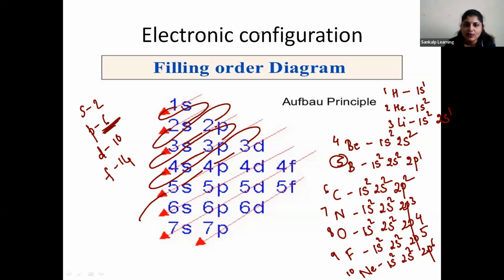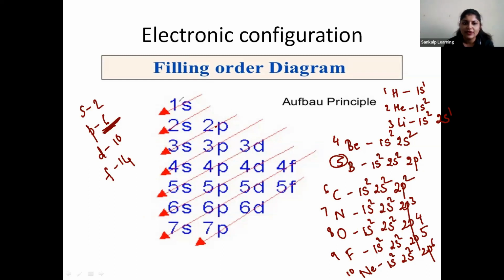Now see, 1s is over. We have filled 1s, then came 2s, then 2p. Next is which shell? 3s. So after neon is your sodium.